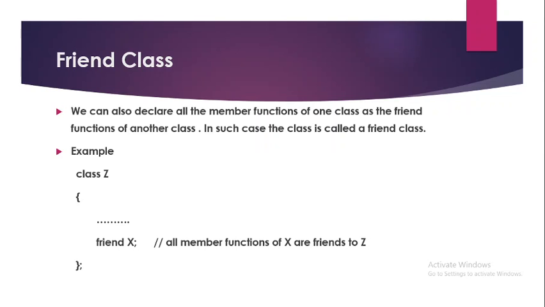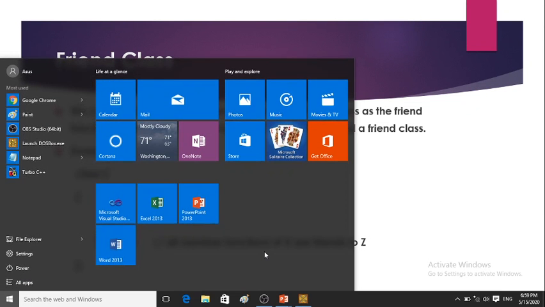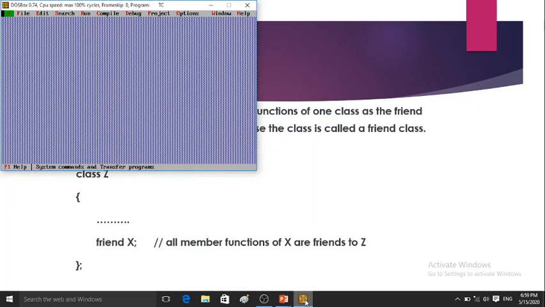In the next lecture we will see an example of this friend class. Before that we will see some examples of friend functions, so we write code for that.